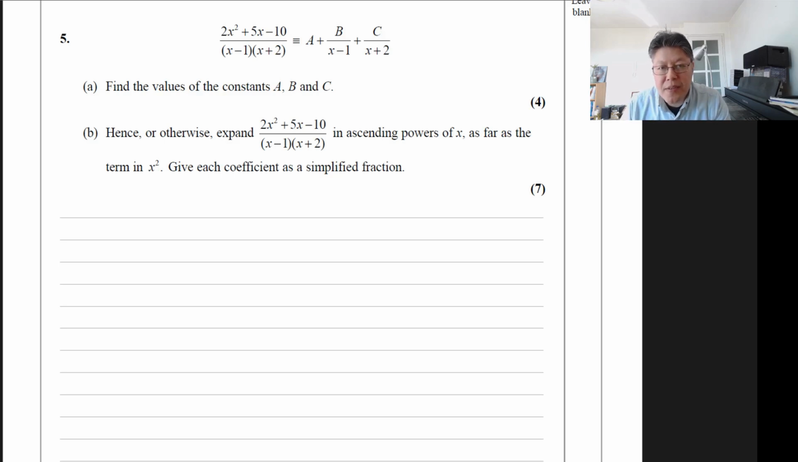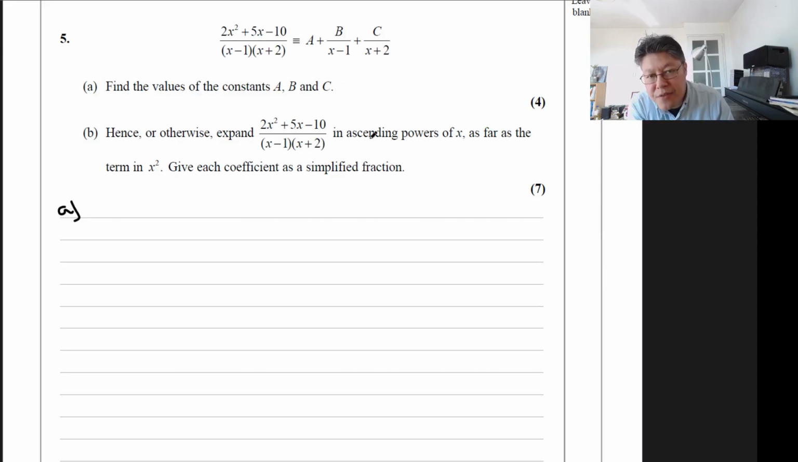Okay, so in this question we're given the expression (2x² + 5x − 10) over (x − 1)(x + 2). In part A, we need to split it into its partial fractions, and that'll be for 4 marks. In part B, once we've done that, we will expand it up to the x² term. That's going to involve the binomial expansion, and it will probably involve the second year method. So let's begin part A.